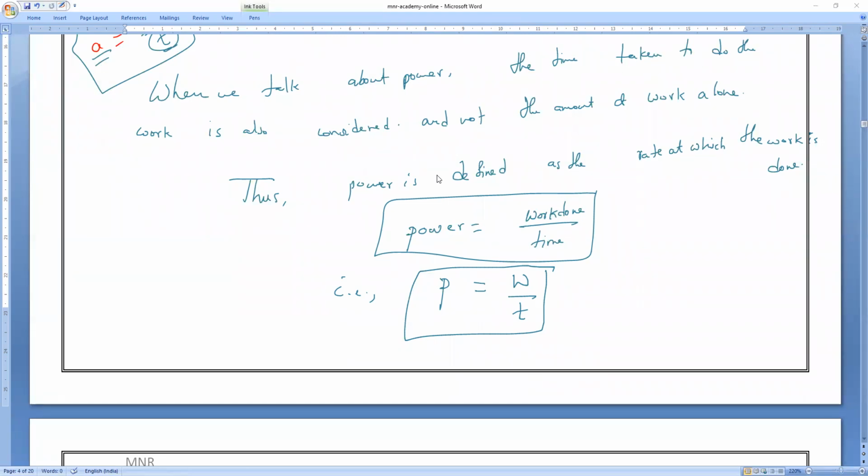Then can you write the units of work done? Since both work done and time are scalars, power is what quantity? Scalar quantity. Please write it. Since work and time are scalar quantities, you have to respond. You cannot be silent.